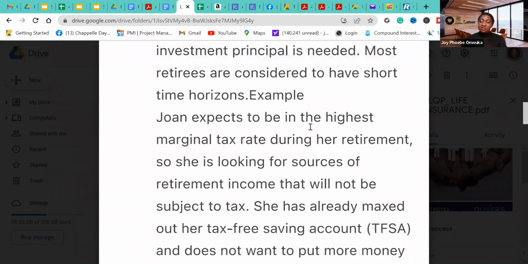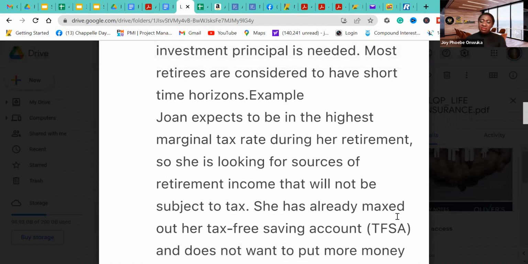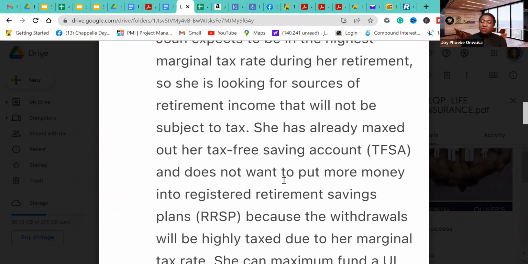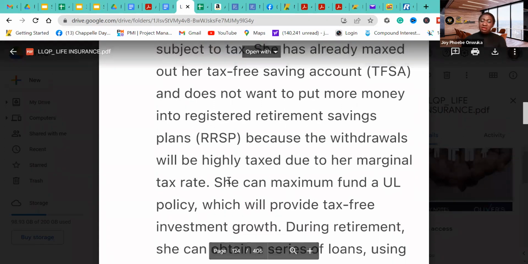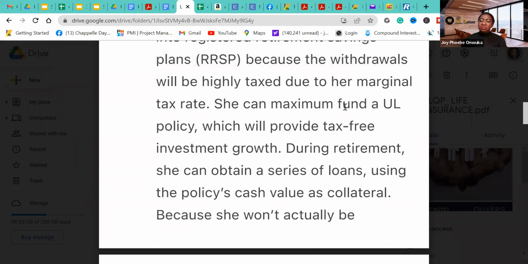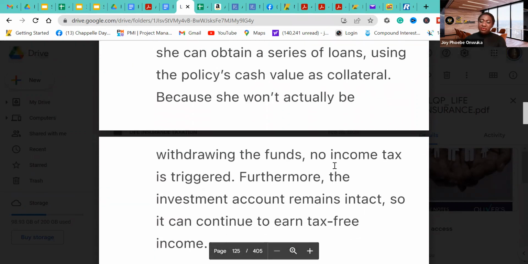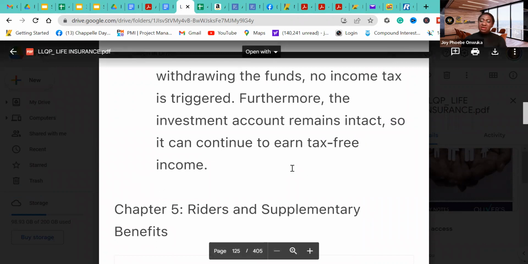For example, Joan expects to be in the highest marginal tax rate during her retirement, so she is looking for sources of retirement income that will not be subject to tax. She has already maxed out her tax-free savings account and does not want to put more money into a registered retirement savings plan, RRSP. Because the withdrawals will be highly taxed due to her marginal tax rate, she can maximum fund a UL policy, which will provide tax-free investment growth during retirement. She can obtain a series of loans using the policy's cash value as collateral because she won't actually be withdrawing the funds. No income tax is triggered. Furthermore, the investment account remains intact, so it can continue to earn tax-free income.